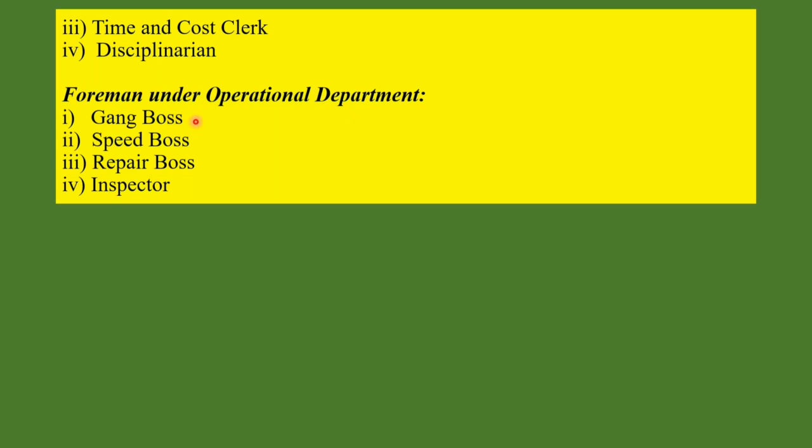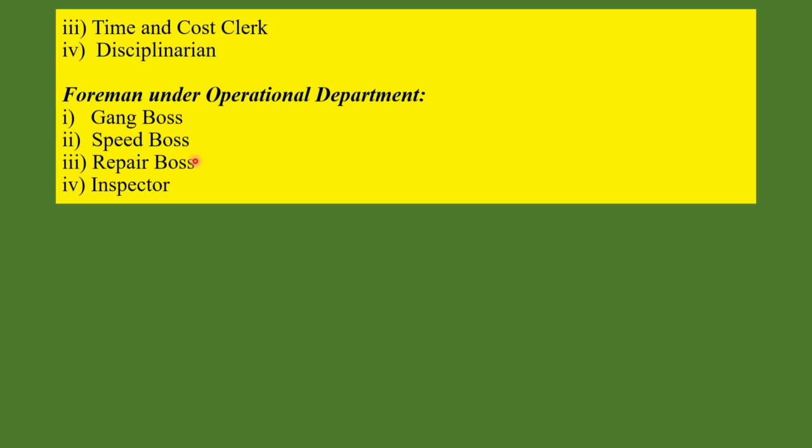In this, first one was your gang boss. He was responsible for arranging all the machines, tools and other resources required for performance of the job. So basically he used to figure out the arrangements of the machines and tools which are necessary for performing a particular job in an organization. Next one is your speed boss. This foreman was given the duty to check the timely completion of job, whether a particular job is completed on time or not. So it was the duty of speed boss.